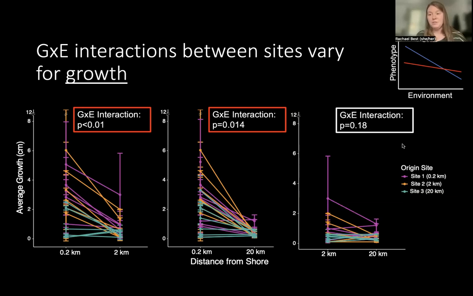And this is likely due to the small difference in plasticity or plastic response that we saw in colonies transplanted to sites 2 and 3, as compared to the significant growth we're seeing at site 1.